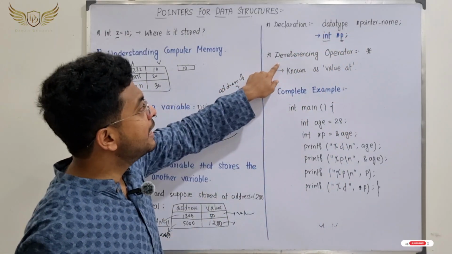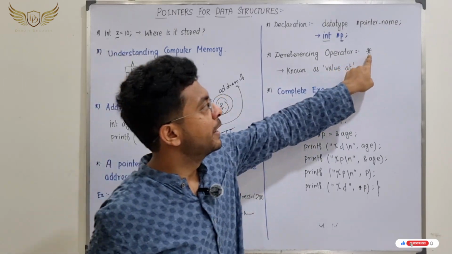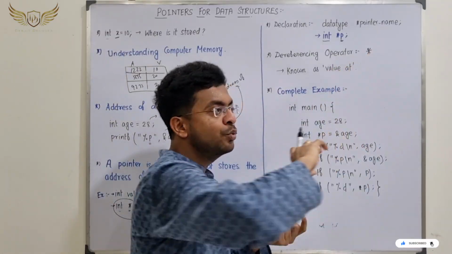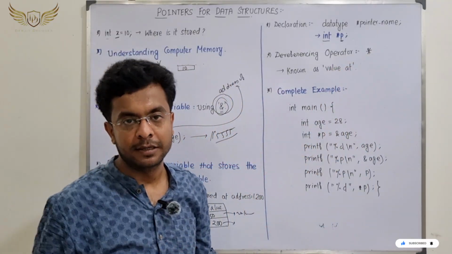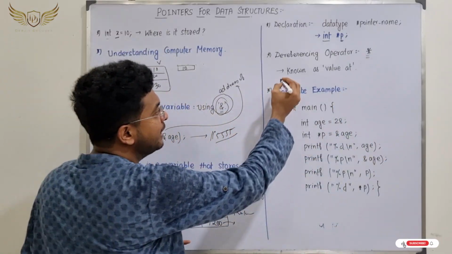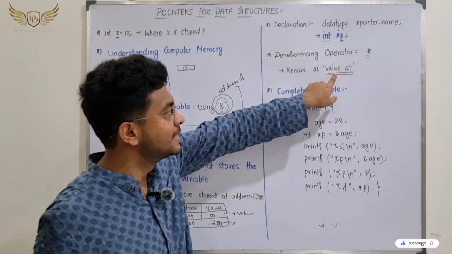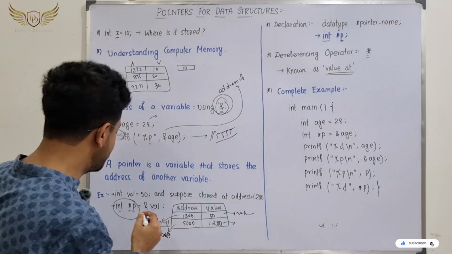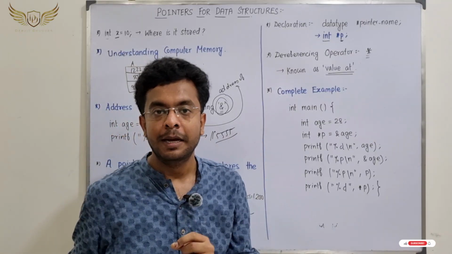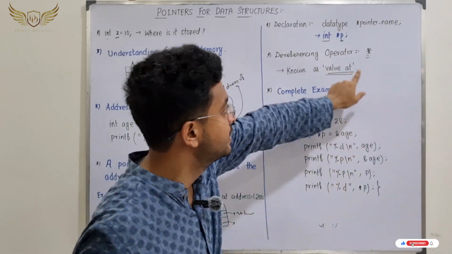Simple. Now there is a dereferencing operator as well. This is the address of operator. This is the dereferencing operator. Why? What is the meaning of the dereferencing operator? Simple: if you want to see the value at that location, you can use this. To know the value at that location, that's why I am also writing it as 'value at'. So p is storing the address of some other variable, but if you want to see the value at that particular location, you can use this.